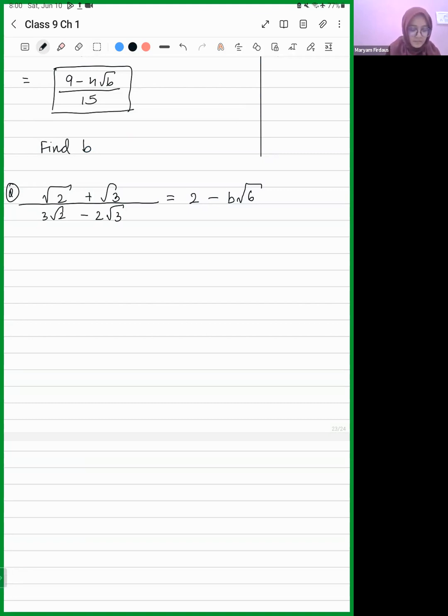No, we can't subtract the denominators, right? We can't, because there are 3 root 2 and 2 root 3. And we can't cancel root 2 and root 3 either. So what do we have to do? Think. Add 1 to the numerator for both. What will that do?